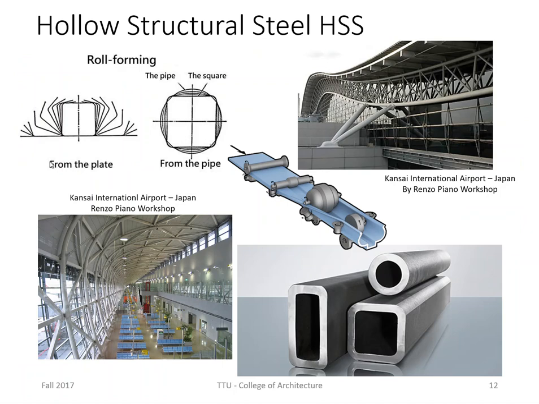The other structural element is what is called hollow structural steel. It's commonly used. This is Renzo Piano's Kansai International Airport, and the trusses are all made out of this hollow structural steel. Basically, they take a plate of material, and through a series of rollers, as you can see right here, they start to shape that steel until they cold roll it into the shape that they want.